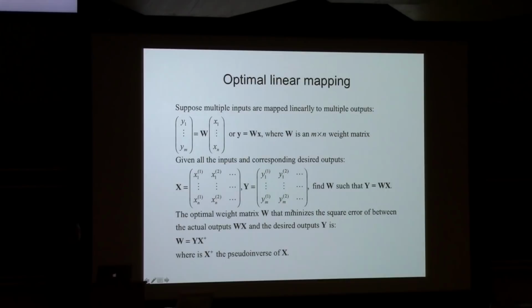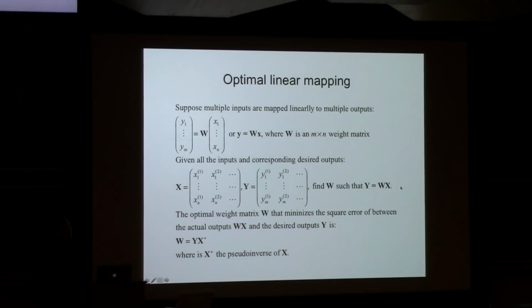So basically, what you want is this X matrix, this input matrix, where each column is one input pattern. It is to be mapped to the output matrix, where each column is the desired output pattern, right? So this is the desired thing you want.